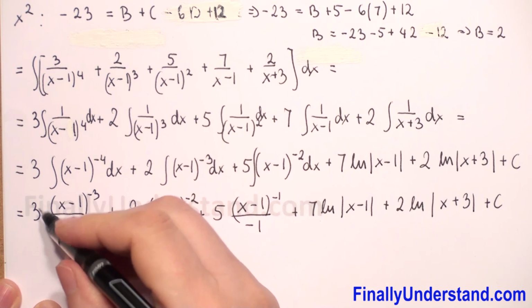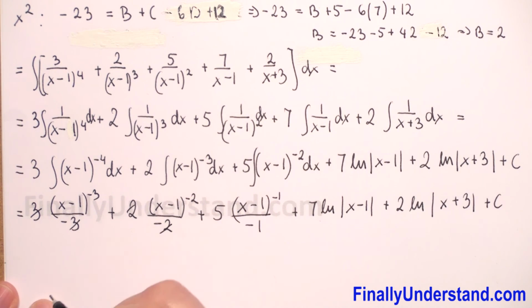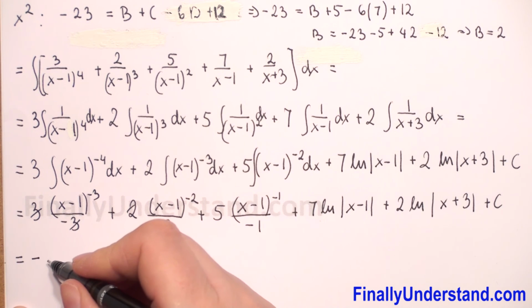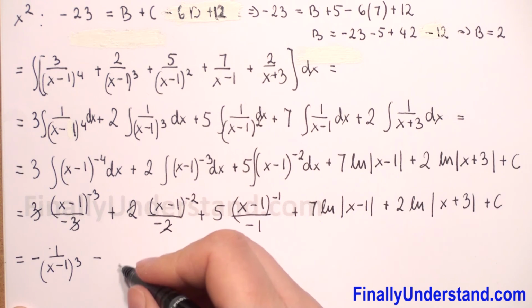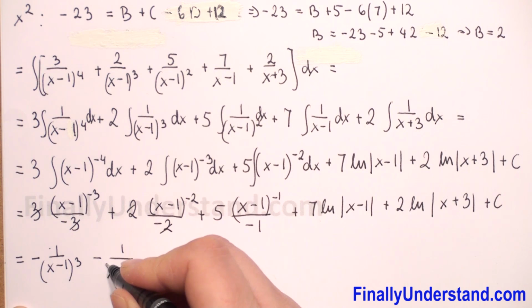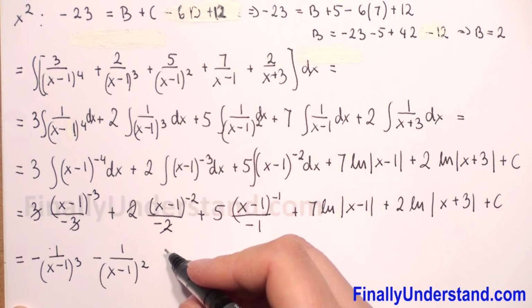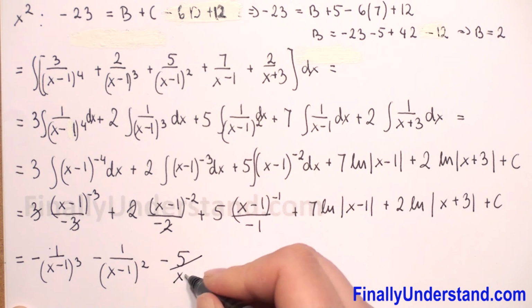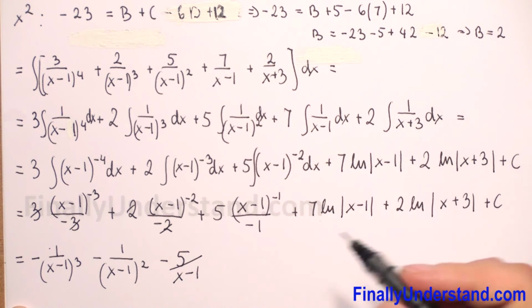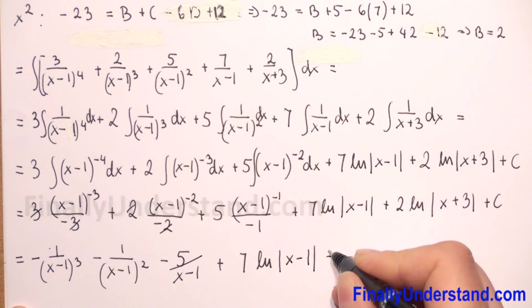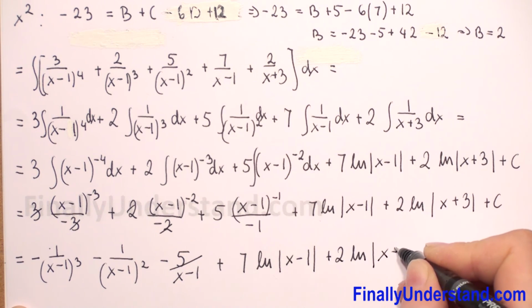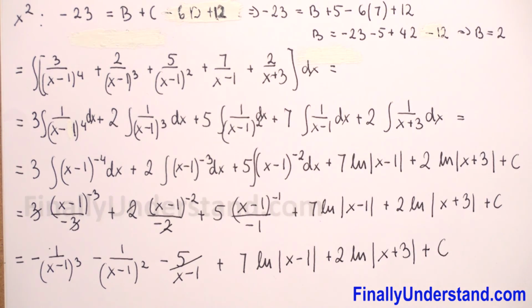So 3 and 3 we can reduce, 2 and 2, so we have negative, we can write 1 over x minus 1 to the third power, and positive and negative will be negative again, 1 over x minus 1 to the second power because we have a negative exponent, and positive and negative will be negative 5 over x minus 1, because we have negative exponent 1, and the rest we have to rewrite: 7 natural logarithm of the absolute value of x minus 1, plus 2 natural logarithm of the absolute value of x plus 3, plus constant c. This is my solution.